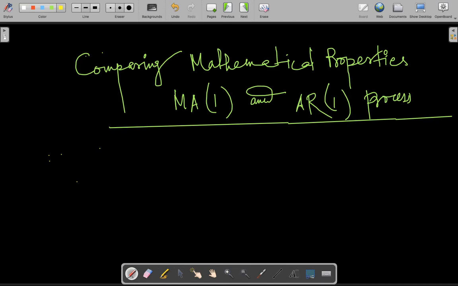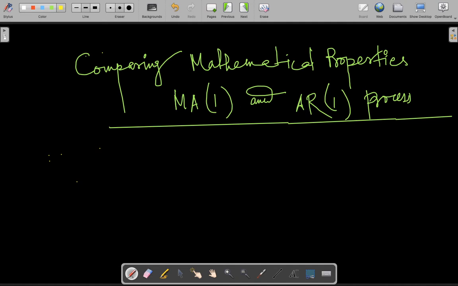In this lecture, we are going to compare the mathematical properties of the AR1 and MA1 process. By now, we have derived all the mathematical properties for the MA1 process as well as for the AR1 process, and we should be in a comfortable position to think about the different mathematical properties, and from those properties, we should be able to distinguish an MA1 process and an AR1 process.